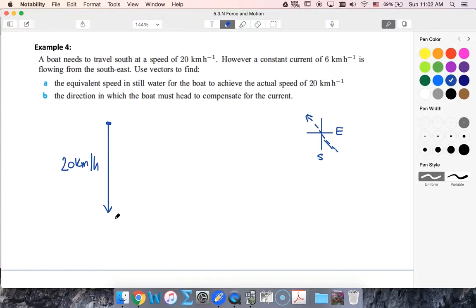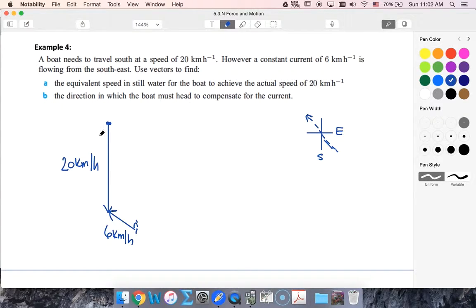So I'm going to point it this direction, and it's southeast, so 45 degrees would be that angle. Coming from here is going to be my 45 degrees. And this should be 6, so about 1/3 of this. Maybe I've made it a bit too long. And we're flowing this direction.